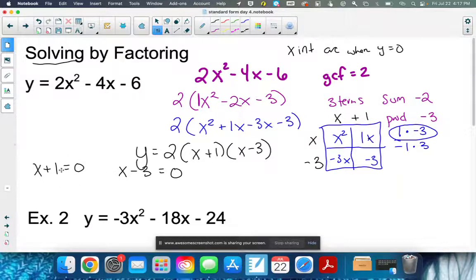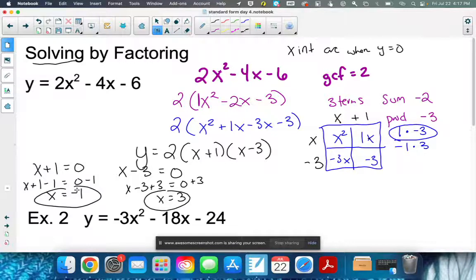And then I actually have to solve them. So very easy. You're just going to subtract 1 from both sides on the first one. So x is equal to negative 1. And then I'm going to add 3 on both sides for this one. So x is equal to 3. And I'm done. Those are my x-intercepts.